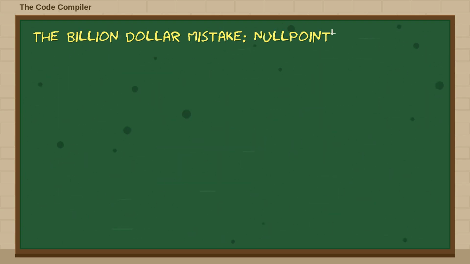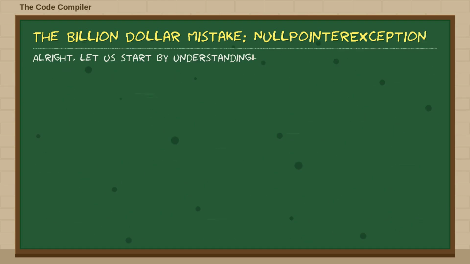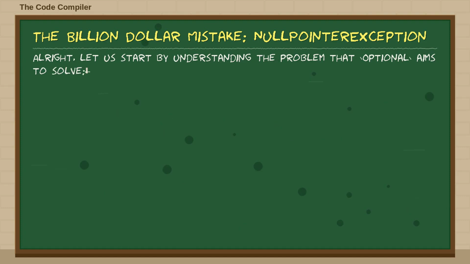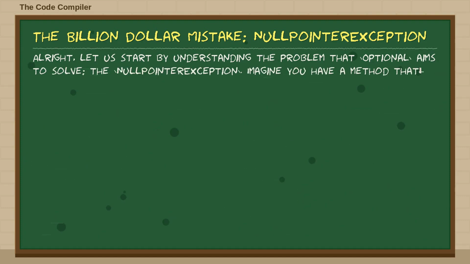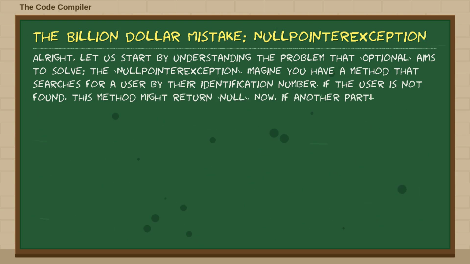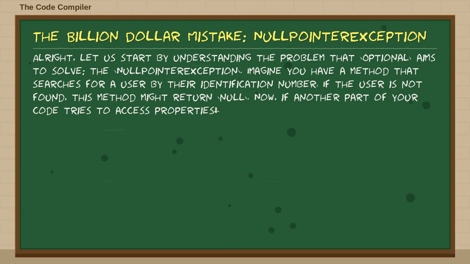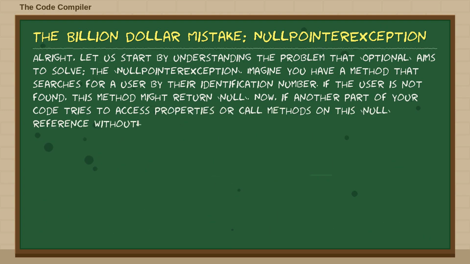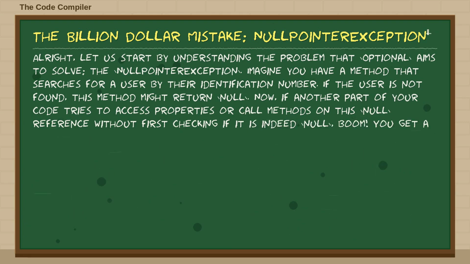Alright, let us start by understanding the problem that Optional aims to solve, the null pointer exception. Imagine you have a method that searches for a user by their identification number. If the user is not found, this method might return null. Now, if another part of your code tries to access properties or call methods on this null reference without first checking if it is indeed null, boom, you get a null pointer exception at runtime. This can be very frustrating to debug and can lead to unstable applications.